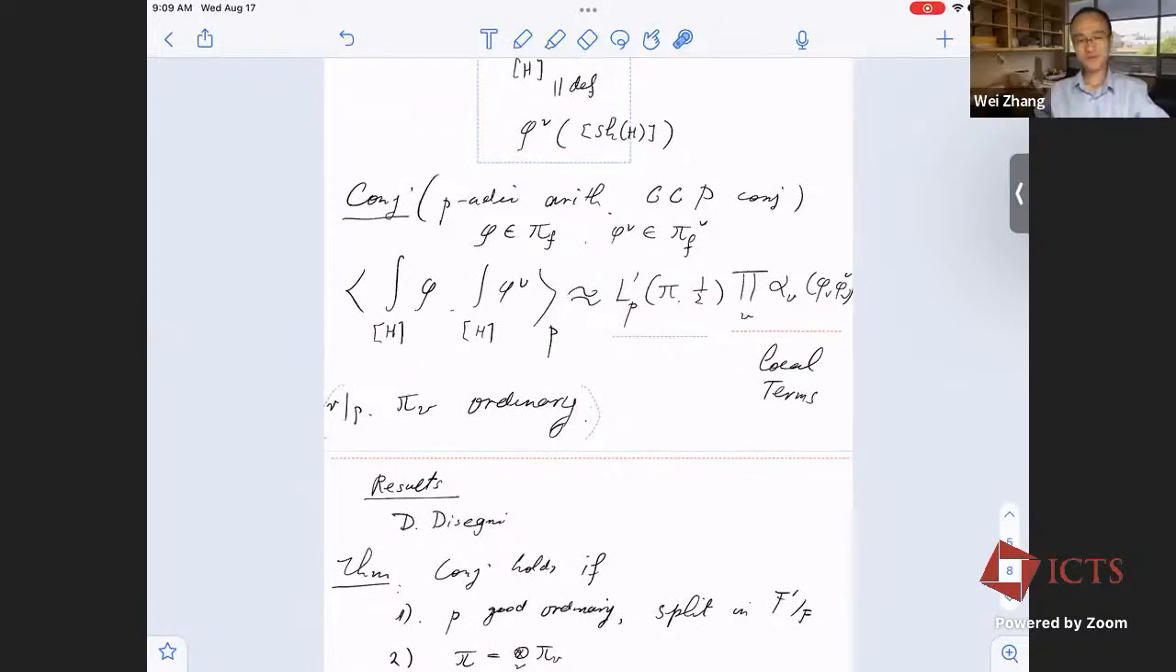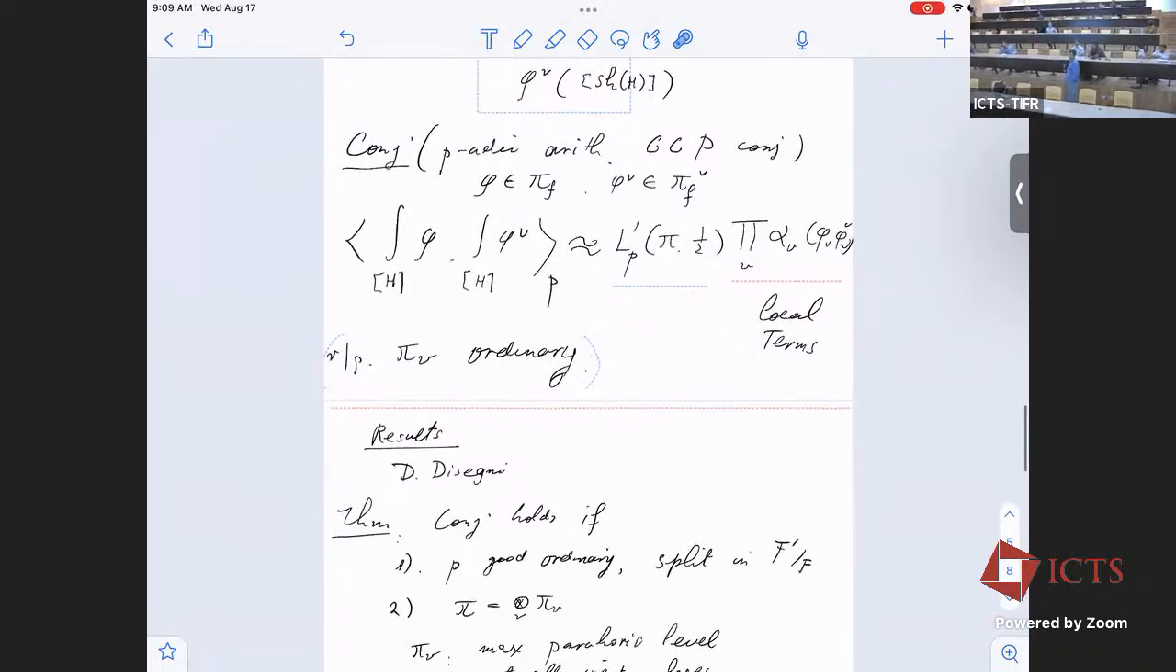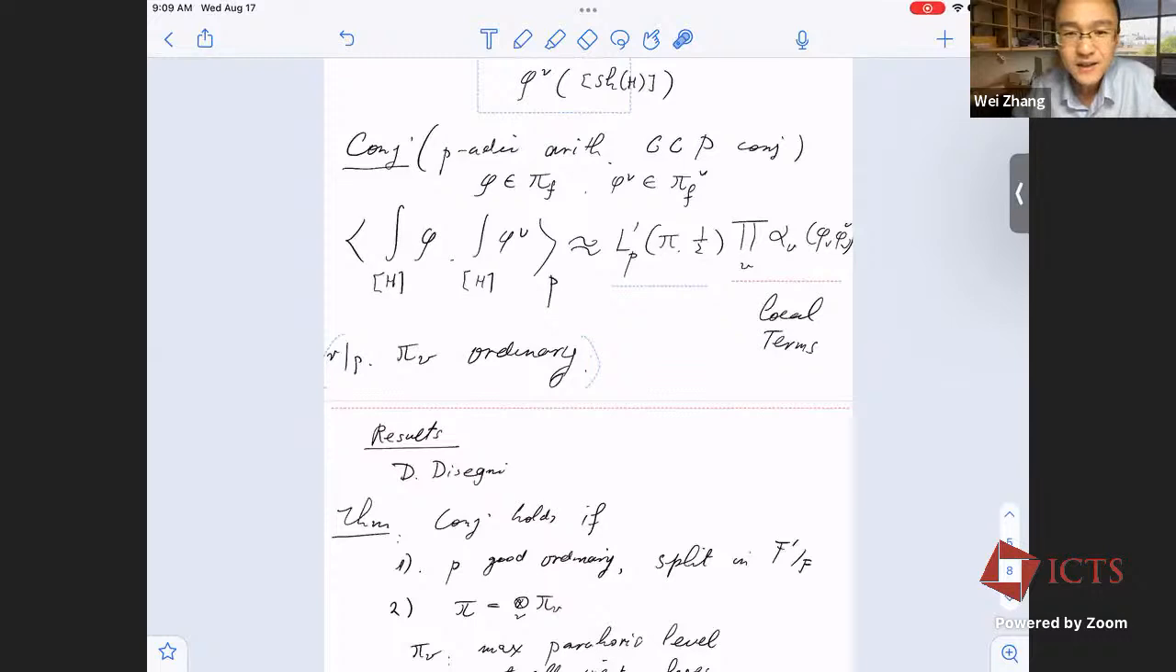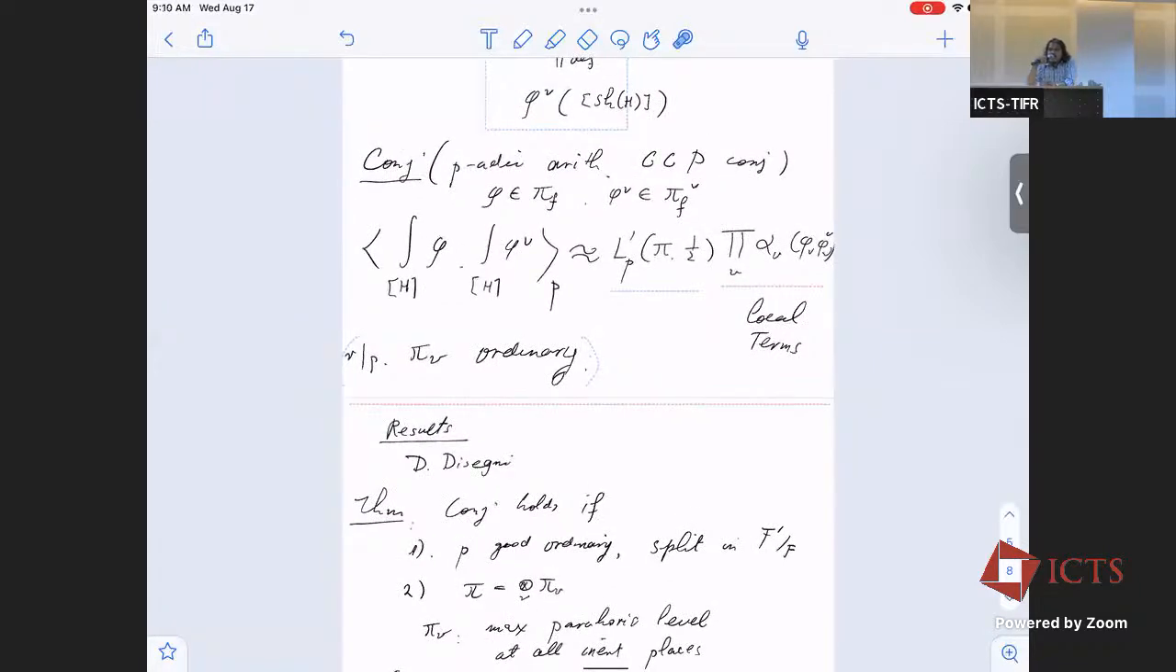Any more questions? Hello. Hi. On the left-hand side, the height pairing you have defined, does it have any relation with the height pairing defined by Besser? Or an integral expression, some integration like Besser and Vigni has defined? Yes, they did it for the curve case.